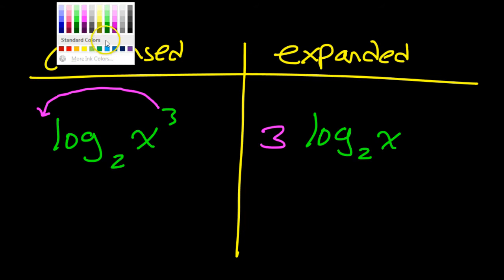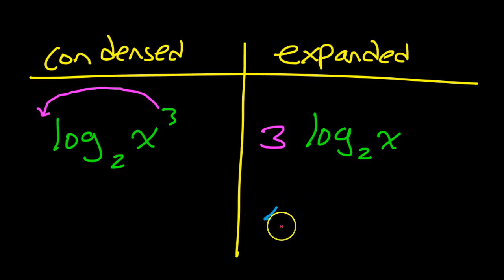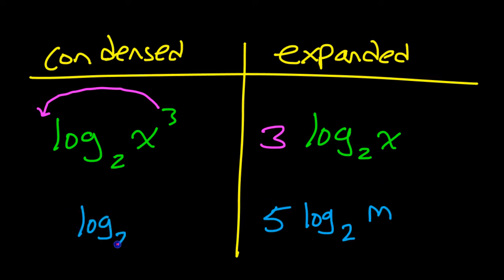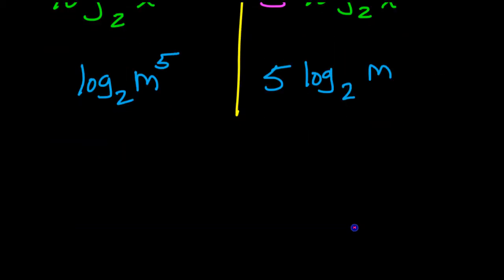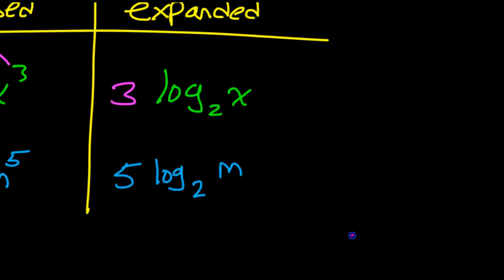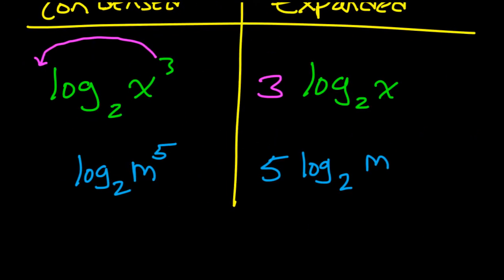Let's do another one. So say if I had 5 log base 2 of m. In condensed form, this 5 is going to end up as the exponent. So I'm going to have log base 2 of m, but this 5 is going to wind up as the exponent. So it would be to the 5th power.